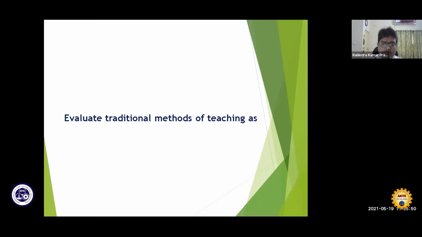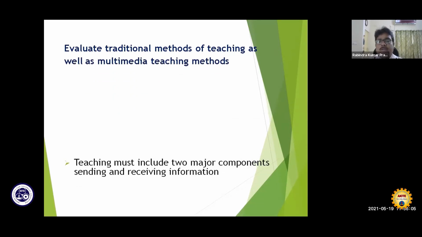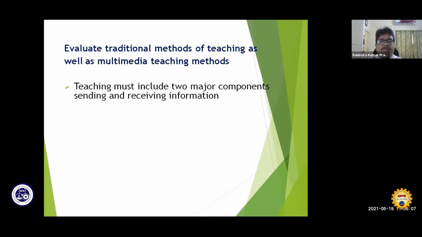But when we talk about the traditional method of teaching, let's just spend a few minutes on this concept of traditional method of teaching, what are its strengths and weaknesses. Then we will talk about the modern methods of teaching and how to make the teaching-learning process more interesting and active.